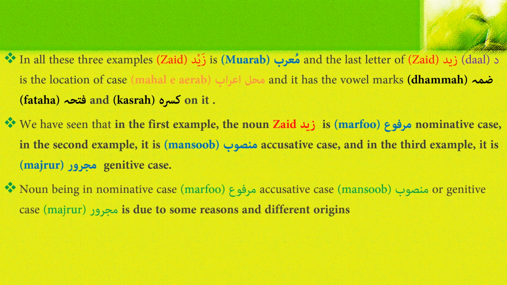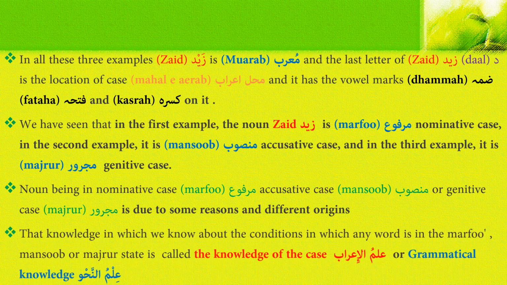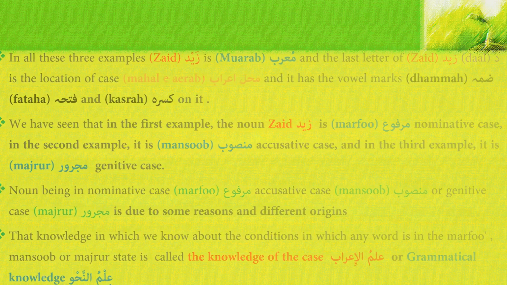The noun being in nominative case marfu', accusative case mansoob, or genitive case majroor is due to some reasons and different origins. That knowledge in which we know about the conditions in which any word is in the marfu', mansoob or majroor state is called the knowledge of the case, ilmul i'rab, or grammatical knowledge, ilmun nahw.